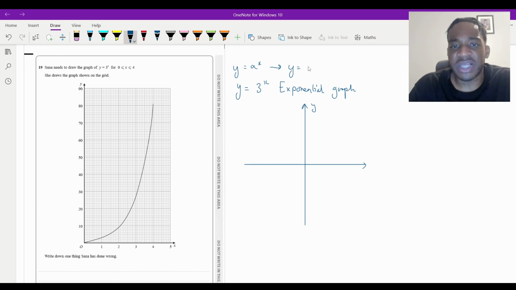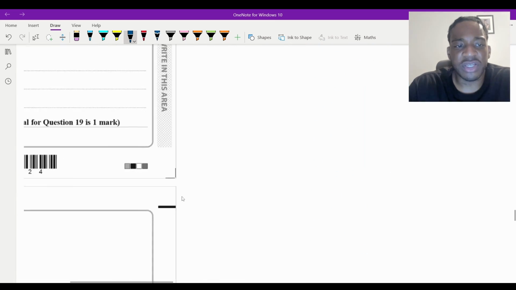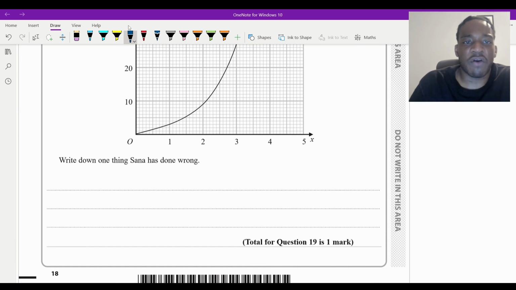So if I put y equals a to the 0 here, from our indices we know anything to the power of 0 is 1. So that would mean that 3 to the 0 is also equal to 1. So the graph should actually pass through 1, and the graph will look like this. So all you could say as one thing that Sana has done wrong is the graph should go through 1.